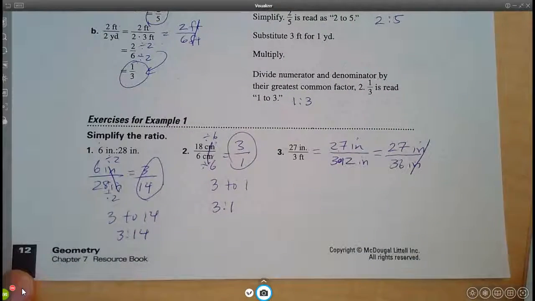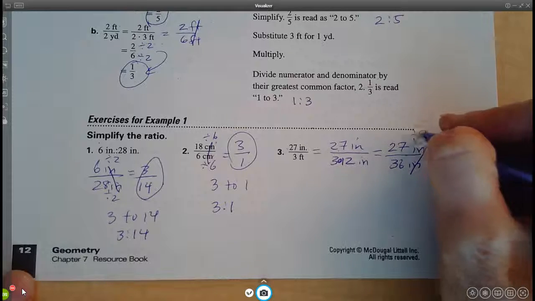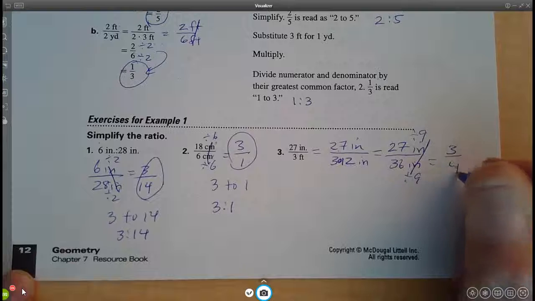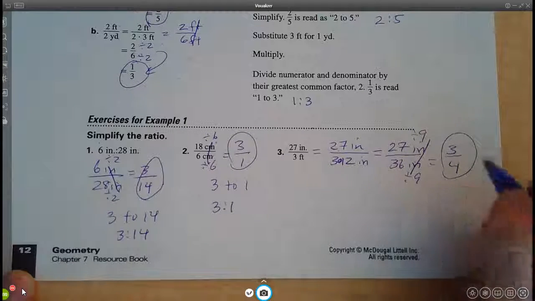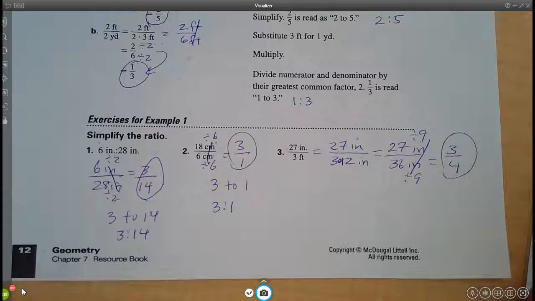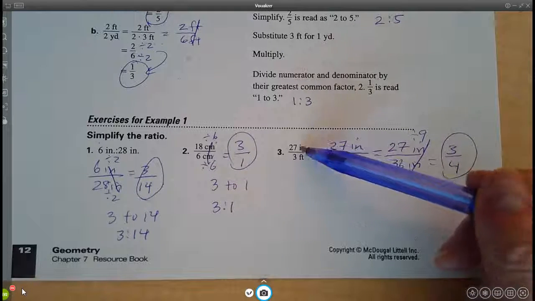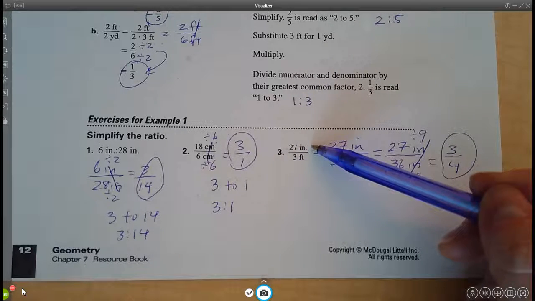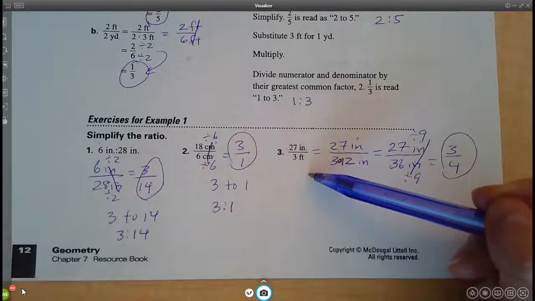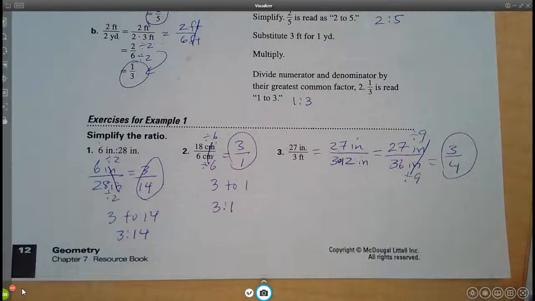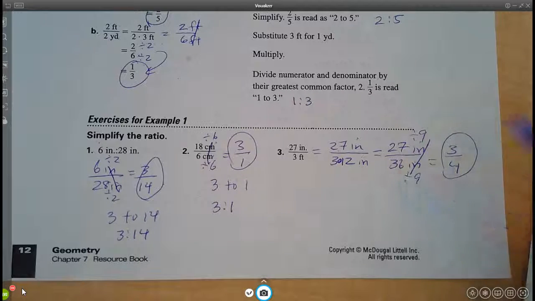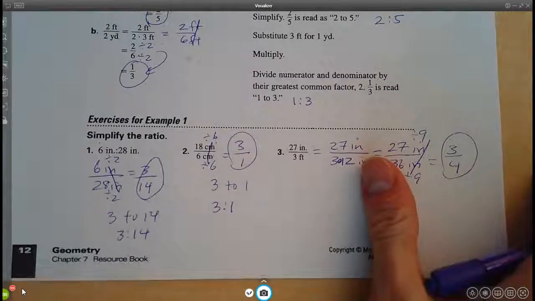My units cancel out. I can divide both numerator and denominator by 9, and my result would be 3 to 4, in any of the forms that we've discussed. I did have a student in another class say, well, how can that be? Because 27 is bigger than 3. But again, it's 27 inches and 3 feet. 3 feet is bigger than 27 inches because 3 feet is equivalent to 36 inches. Okay? All right, moving on to the back.